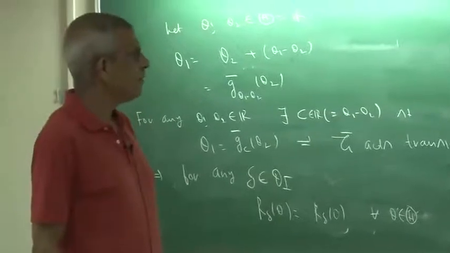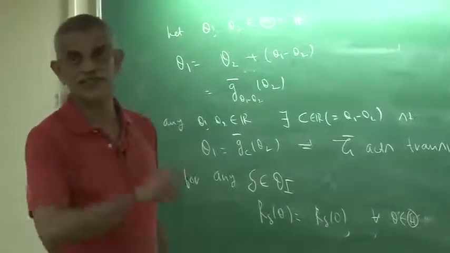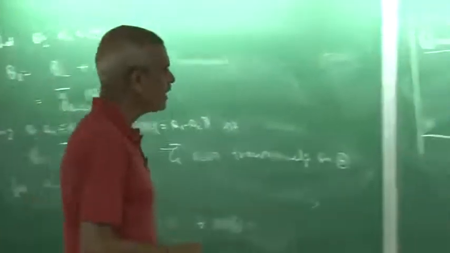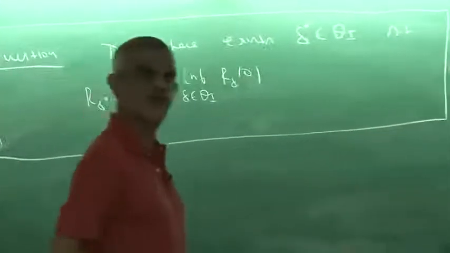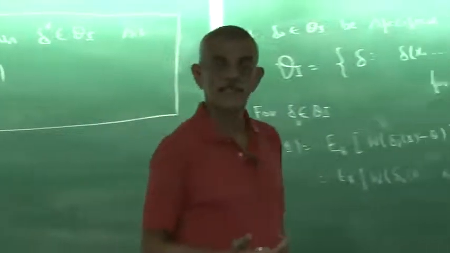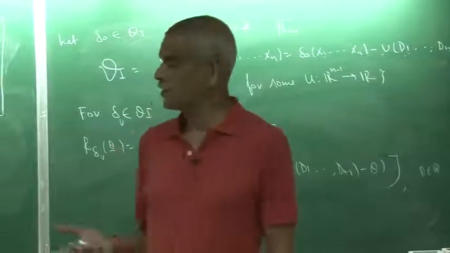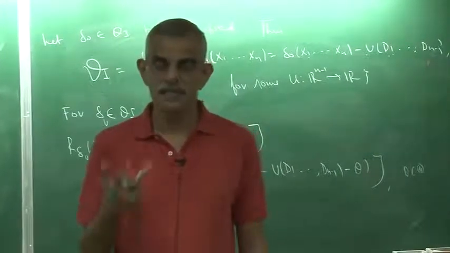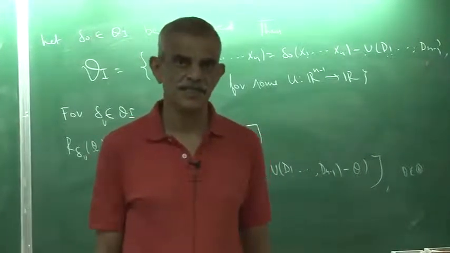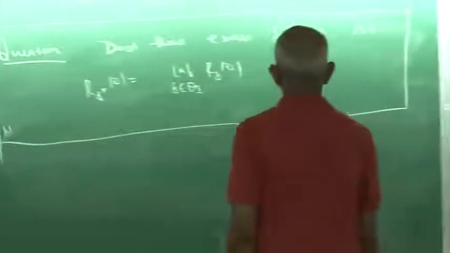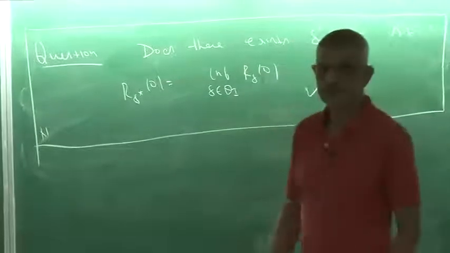So you have to find an estimator which minimizes the risk at theta equal to 0 among all invariant estimators. In the next lecture, we'll see how to go about it. And we'll see that in most situations, wherever you have a location invariance, the best invariant estimator exists. So that's all for today. And next lecture, we'll try to address this problem. Thank you very much.